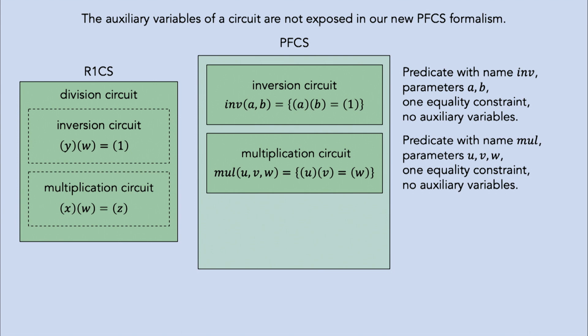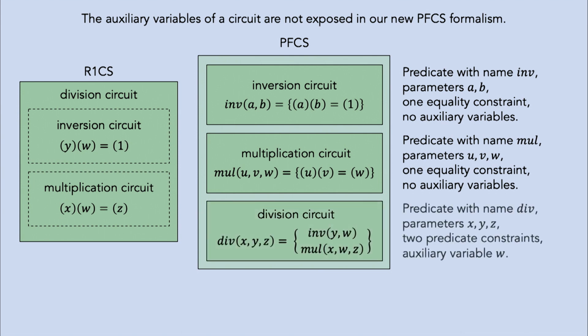Doesn't matter. One constraint, no auxiliary variables. The division circuit is predicate div, which calls the other two predicates and has one internal variable, W. Obviously, nothing changed, we just repackage things. But here's the really, really important key point.